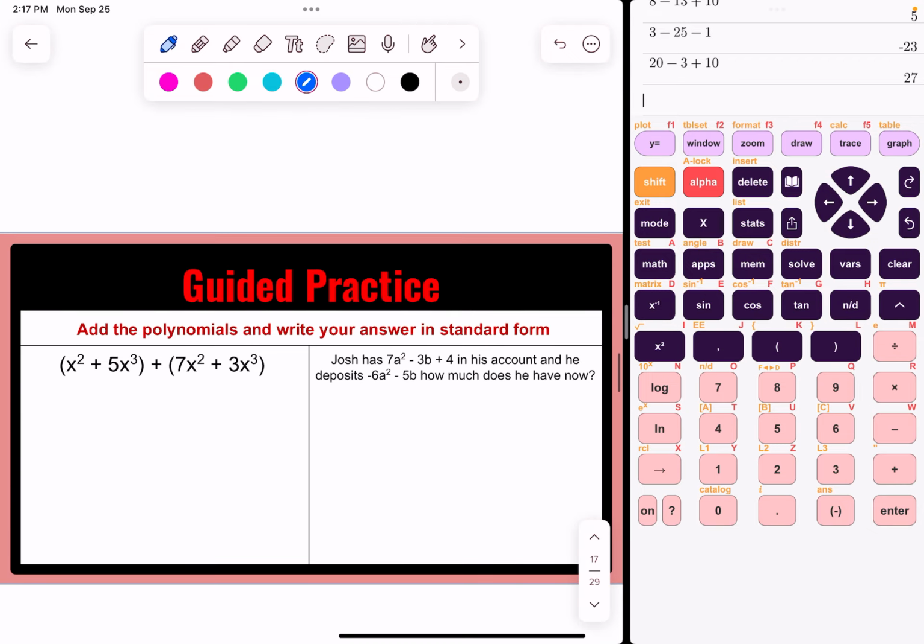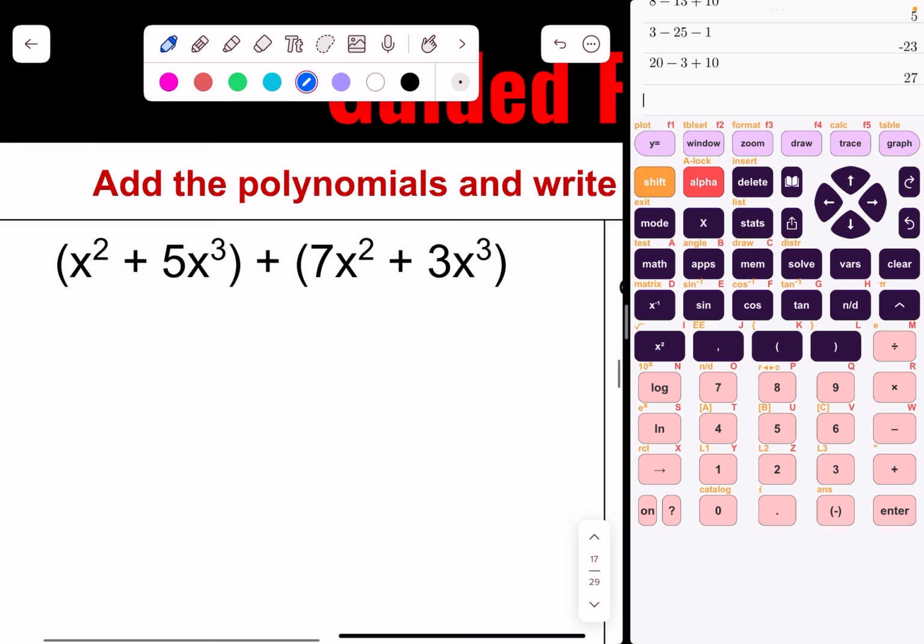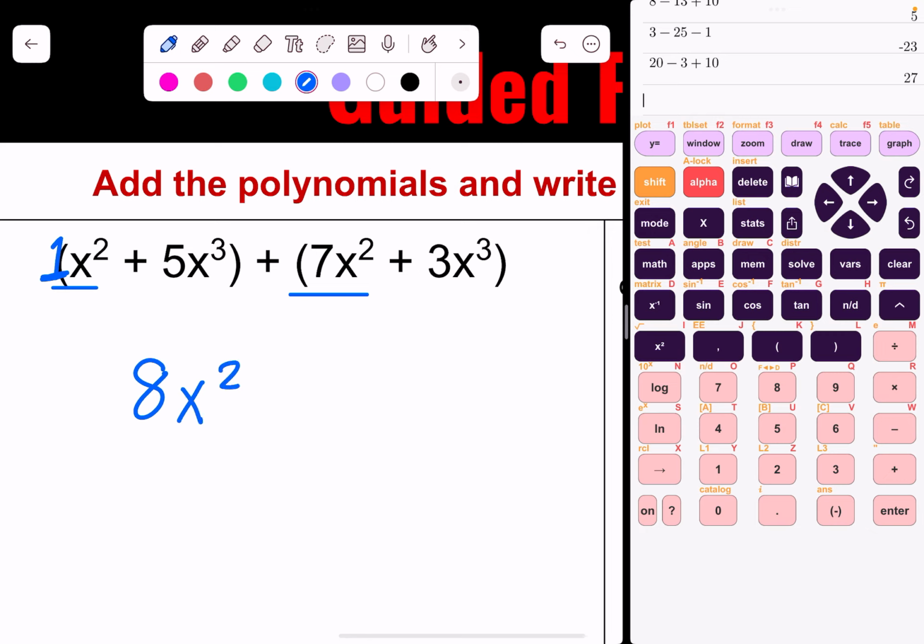All right, let's add this together. I have x squared and 7x squared. Well, in front of this x squared is a 1, and 1 plus 7 is 8x squared. And then I have a 5x to the third and 3x to the third. Well, 5 plus 3 is 8 again, x to the third. Now, this is not written in standard form because my biggest exponent, which is 3, needs to come first, and then my 8x squared.